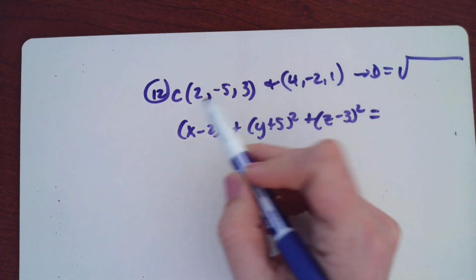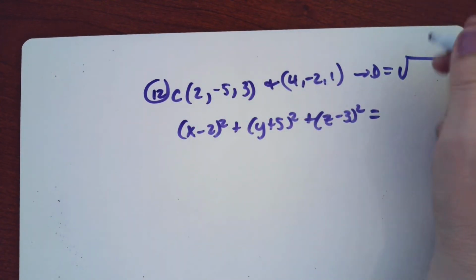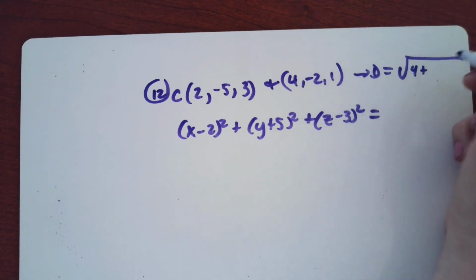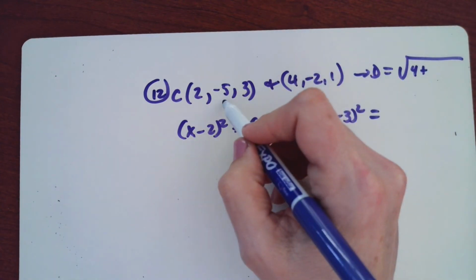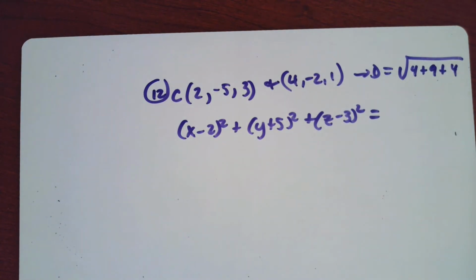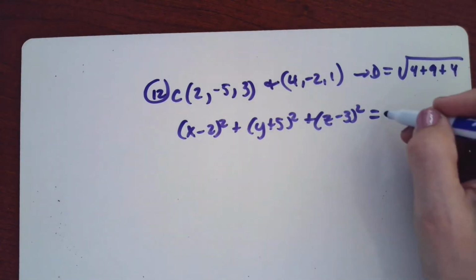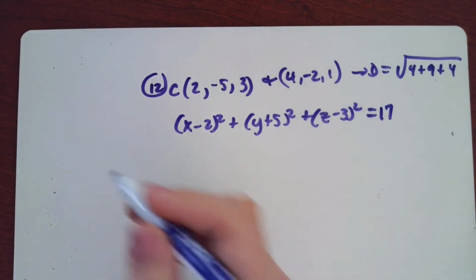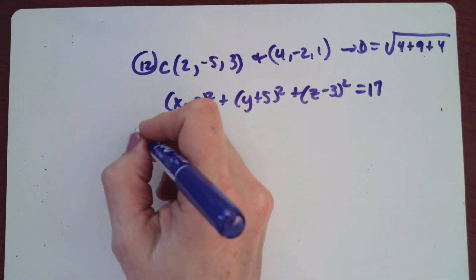I've got to subtract these. 4 minus 2 is 2, so I'll square that. Negative 2 minus negative 5 is 3. 3 squared is 9. And 1 minus 3 is negative 2, but negative 2 squared is 4. So I get the square root of 17, but remember I want my radius squared, so I'll just put 17 right here. Alright, number 13.